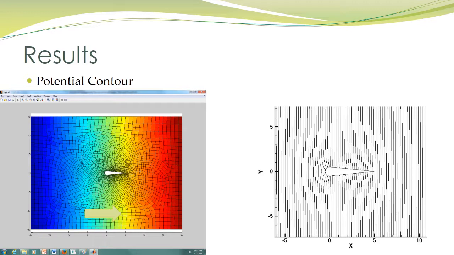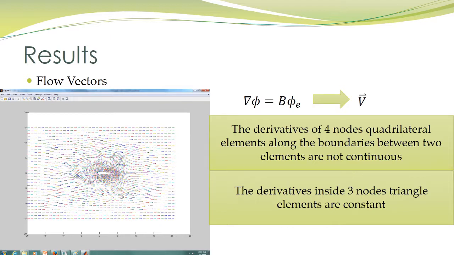And those are the potential lines in the field. We can see the lines are perpendicular to the surface. This is my flow vector field, and the velocity is calculated by the equation on top.